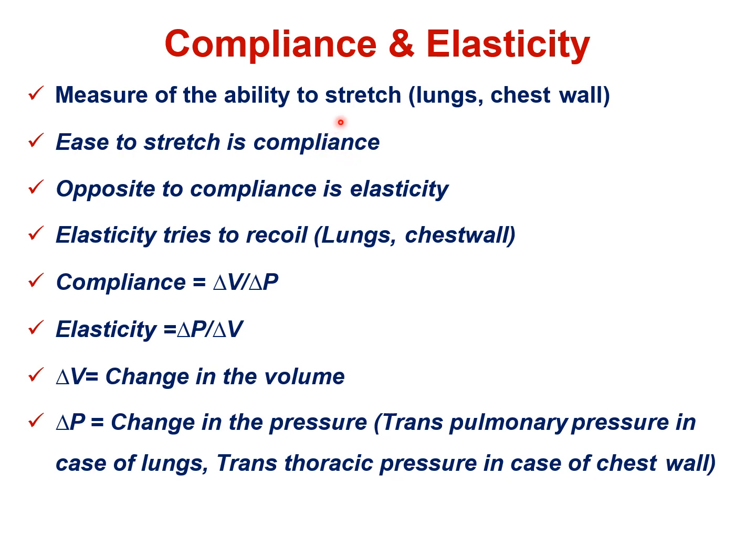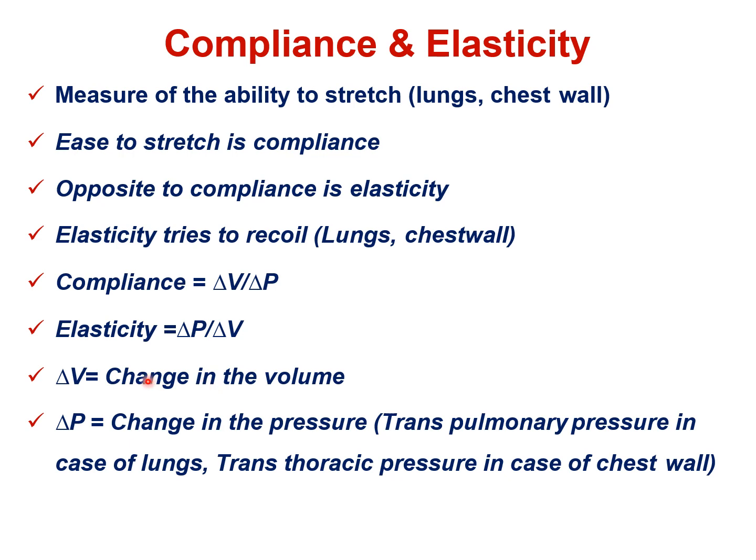So measures of compliance and elasticity are both measures of the ability to stretch the lungs and the chest wall. The ease to stretch is called compliance, and opposite to compliance is called elasticity. Elasticity tries to recoil the lungs, that is both lungs and chest wall. So compliance is equal to delta V by delta P, and elasticity is equal to delta P by delta V.